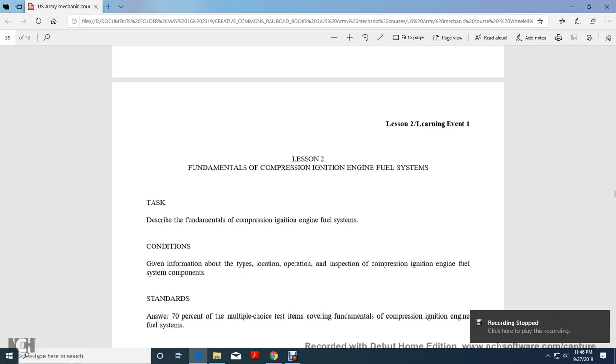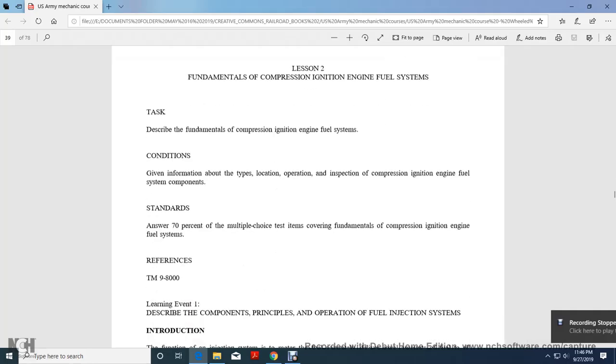Alright, Part 2, Lesson 2: Fundamentals of Compression Ignition Engine Fuel Systems. Describe the fundamentals of compression ignition engine fuel systems. Given information about the type, location, and operation, inspect compression ignition engine fuel system components.